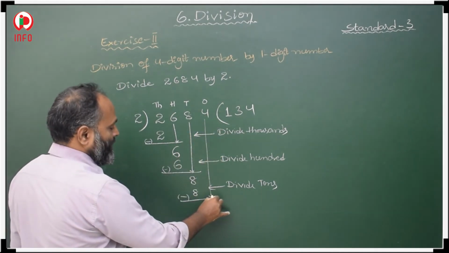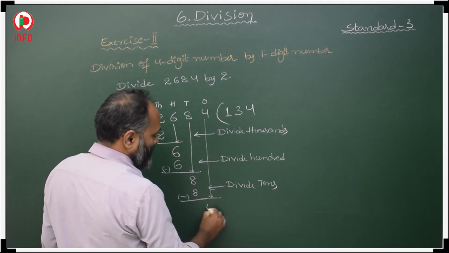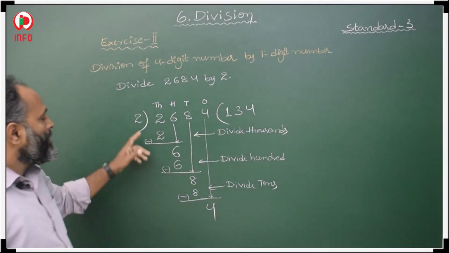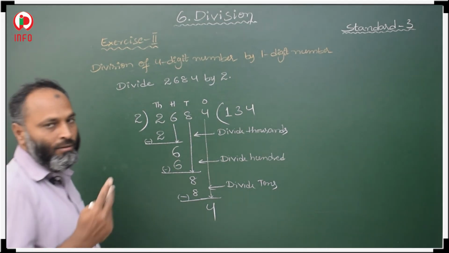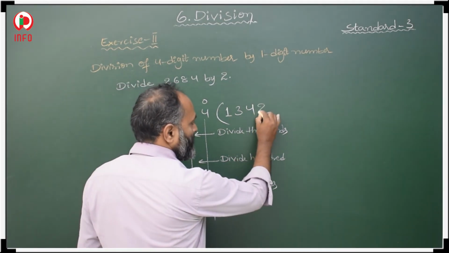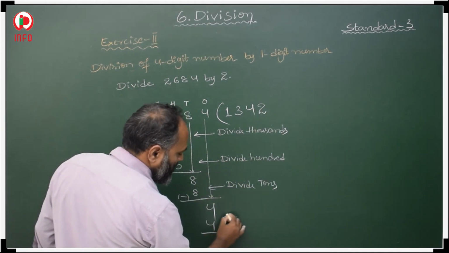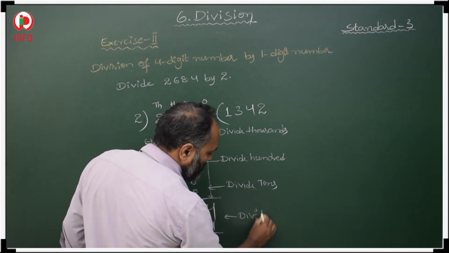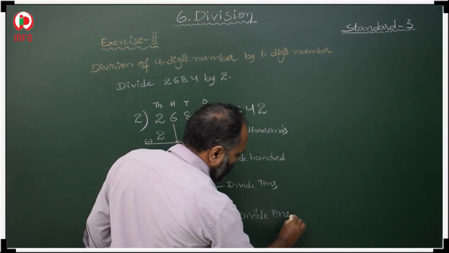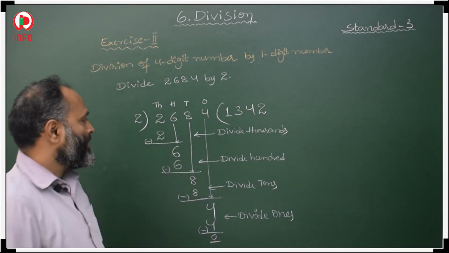Then after that we have to copy the ones place. What is there in the ones place? 4. So we have to check in the 2 table when you will get 4. 2 ones are 2, 2 twos are 4. So this is divide ones. Then 4 minus 4 is 0.